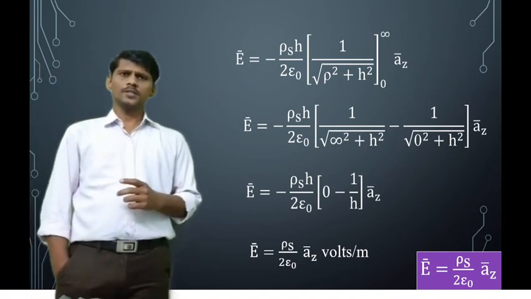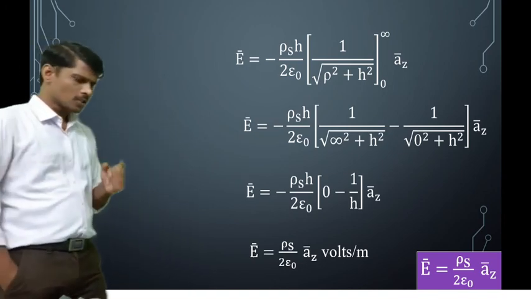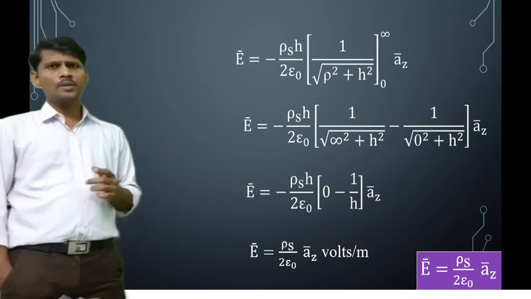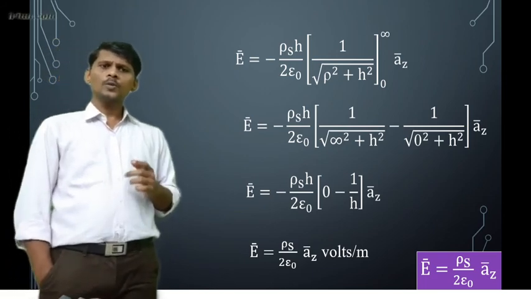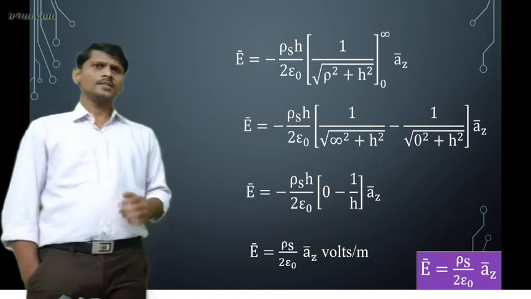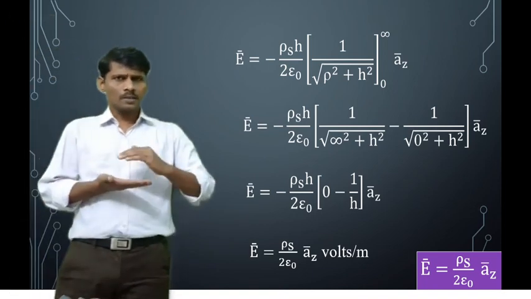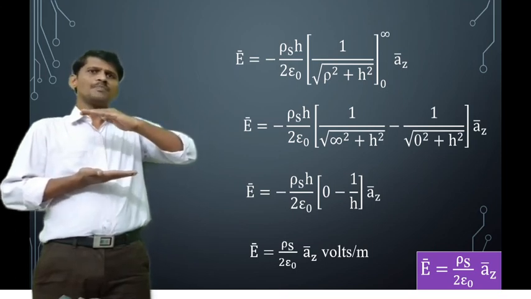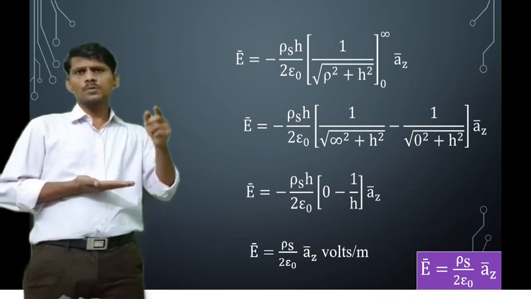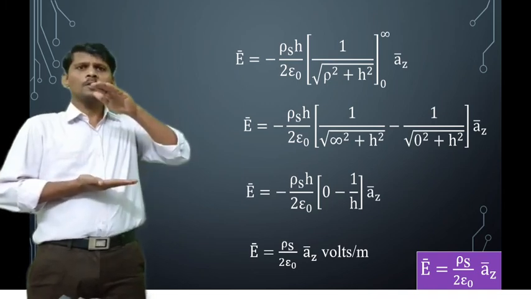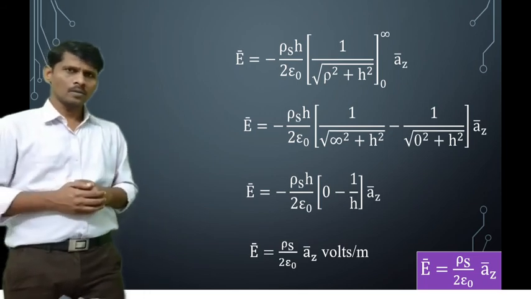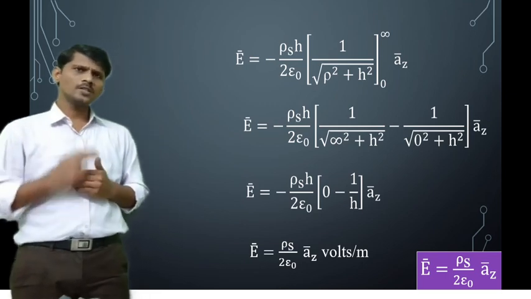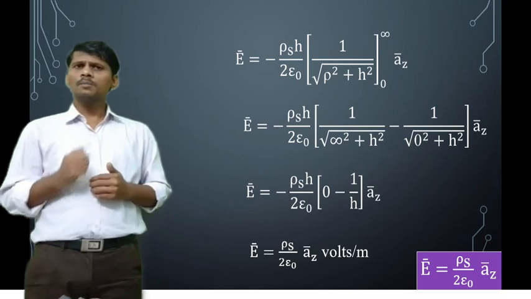meter. Electric field intensity is measured in volts per meter. So this is the equation for the electric field intensity due to an infinite sheet of charge: rho s by 2 epsilon naught Az bar. Here the electric field intensity is determined above the xy plane. For above the xy plane, the surface charge density is plus rho s coulombs per meter square, and the unit vector is Az bar, where Az bar is the unit vector in the direction normal to the surface sheet.